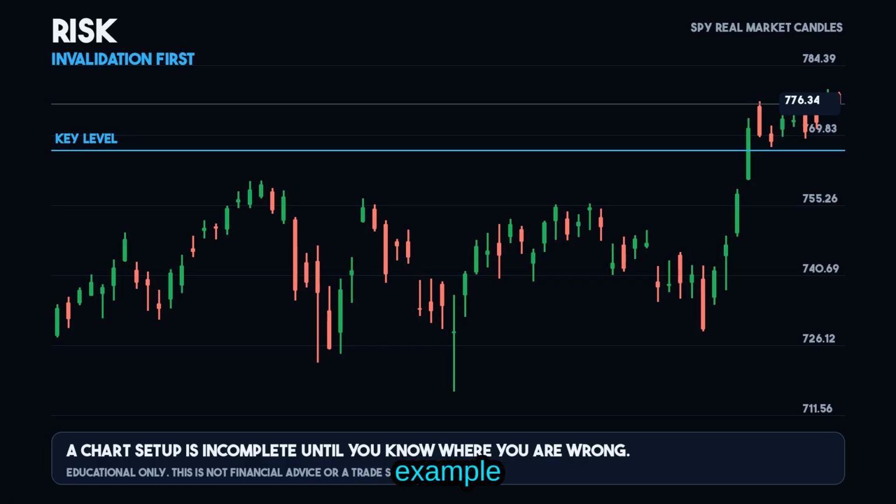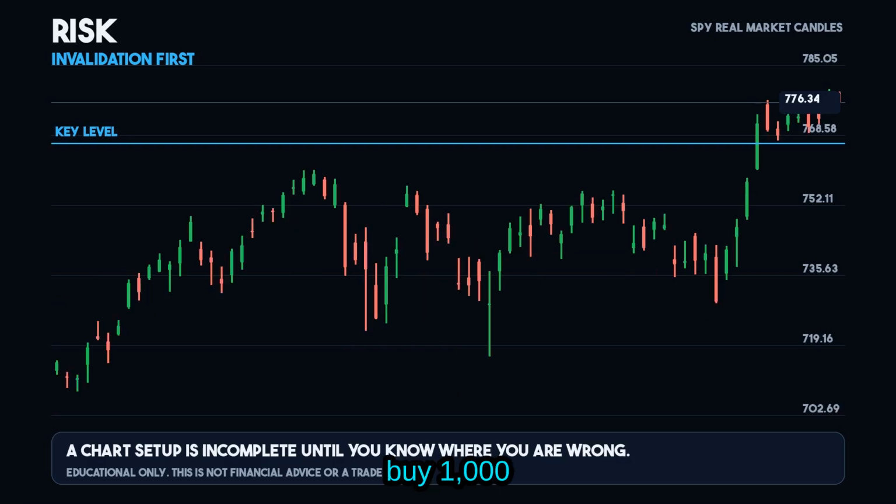Here's an example of what not to do. Let's say you have a 10,000 account, and you decide to buy 1,000 shares of XYZ stock at 10. This is equivalent to risking 20 of your capital, which is way outside the recommended 25 risk range.